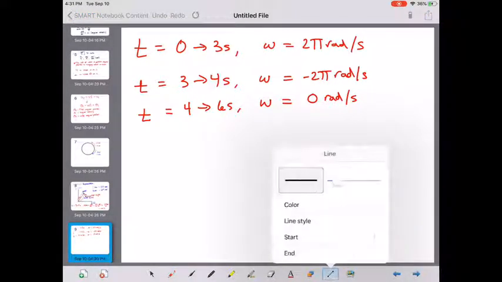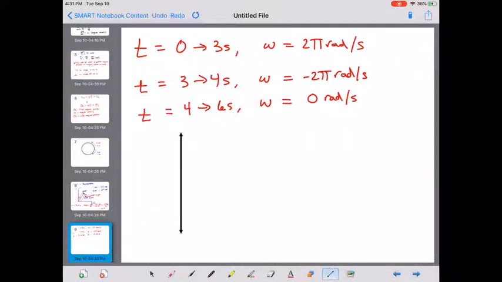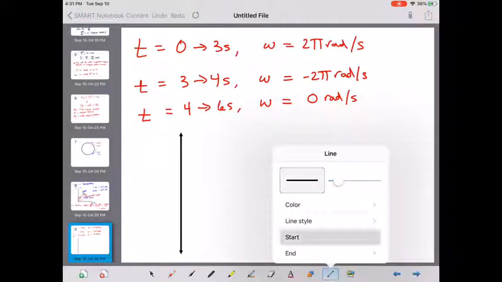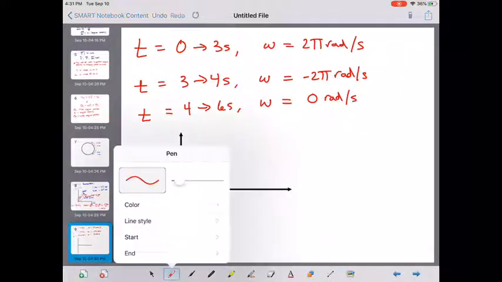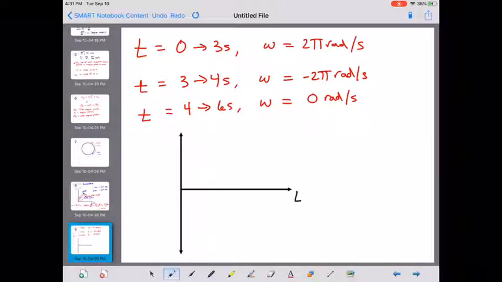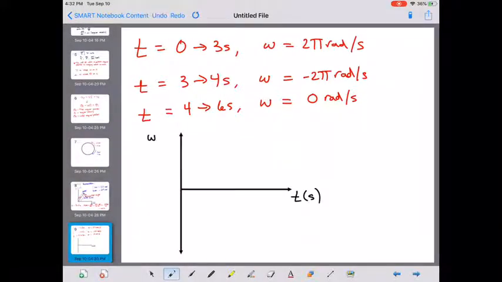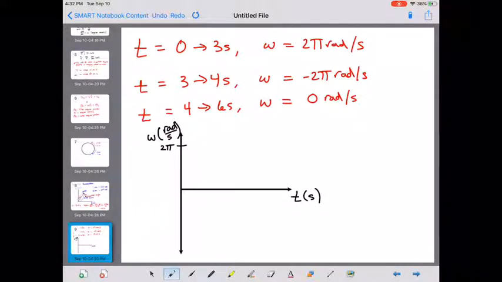So if I make an angular velocity versus time graph, I'm going to be plotting angular velocity on my y-axis, and then I'll be plotting time on my x-axis. So we've got time in seconds, and then we've got angular velocity in radians per second. So I go as high as 2 pi radians in the positive direction, so we'll make this 2 pi, make this pi, and then I go negative 2 pi in the other direction. So here's negative pi, negative 2 pi, and I need a total of 6 seconds.